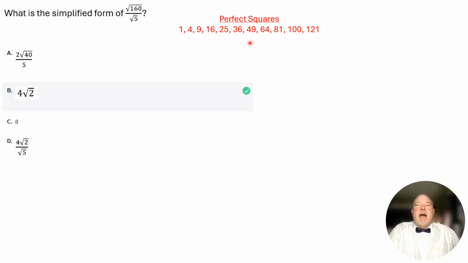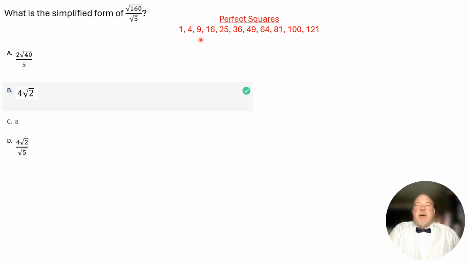Now, how did I come up with these? Well, all I did was take the numbers 1, 2, 3, 4, 5, 6, 7, 8, and so on and square them. So 1 squared is 1, 2 squared is 4, 3 squared is 9, 4 squared is 16, 5 squared is 25. You get the idea. That's how I came up with this list.